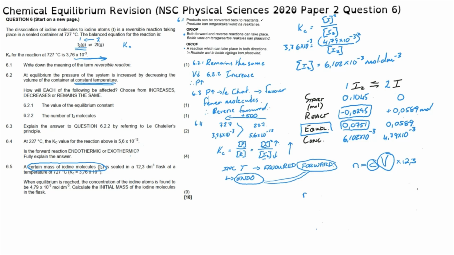And the question has asked us what mass of iodine, and so we can say that our mass of iodine that was sealed in that container is equal to the number of moles multiplied by the molar mass, that is 0.1045 multiplied by the molar mass for iodine, which is 254, which then tells us that our initial mass of iodine must have been 26.54 grams.